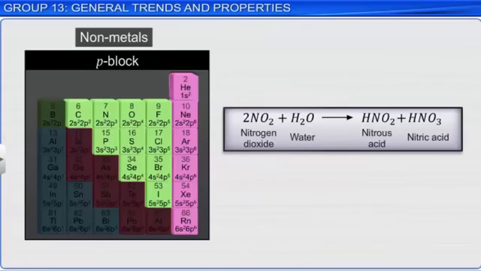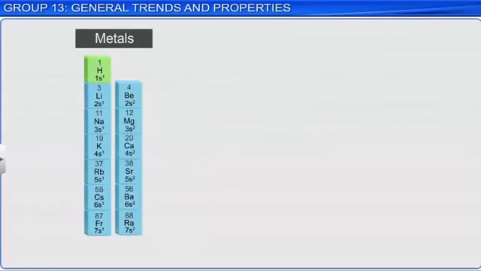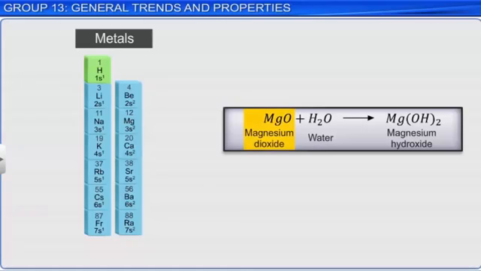Oxides of non-metals are either acidic or neutral in nature. Acidic oxides, such as nitrogen dioxide, will form acids when dissolved in water. Metal oxides are usually basic. For example, when magnesium oxide is dissolved in water, hydroxide ions will form.